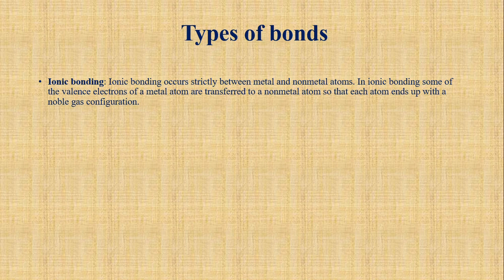Ionic bond occurs strictly between metal and non-metal atoms. In ionic bonding, some of the valence electrons of metal atoms are transferred to a non-metal atom so that each atom ends up with a noble gas configuration.